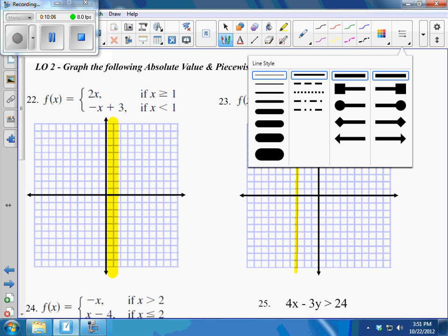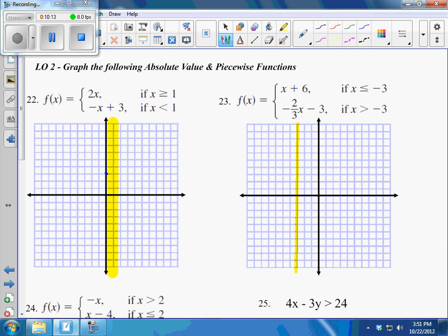So starting with the negative x plus 3, here is my y-intercept of 3. And remember, negative slopes go downhill, so don't get confused by that. From there, I'm going to go down 1 and over 1. And I'm actually going to go one more because my boundary line is at 1. So I can now make my straight line with a straight edge. And I do want to make this a closed circle. No, I'm sorry, not for that one. I'm looking at the wrong one. I want to make that an open circle.